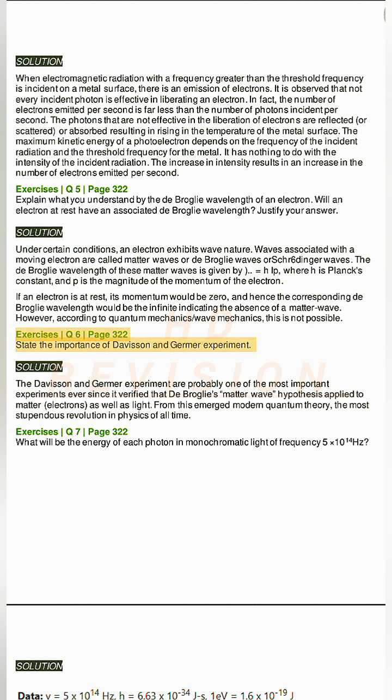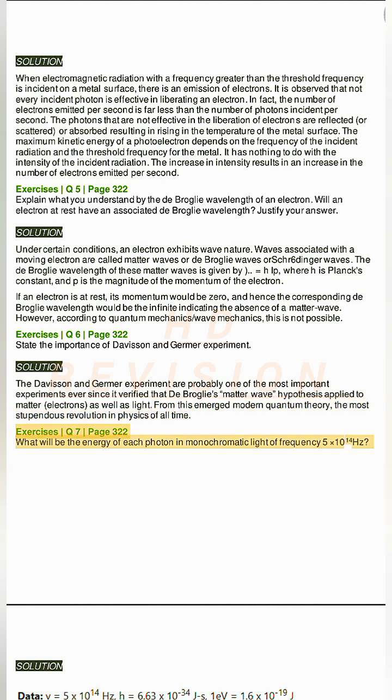Exercises Q6, page 322. State the importance of the Davisson and Germer experiment. Solution. The Davisson and Germer experiment is probably one of the most important experiments ever, since it verified that de Broglie's matter wave hypothesis applied to matter, electrons, as well as light. From this emerged modern quantum theory, the most stupendous revolution in physics of all time.